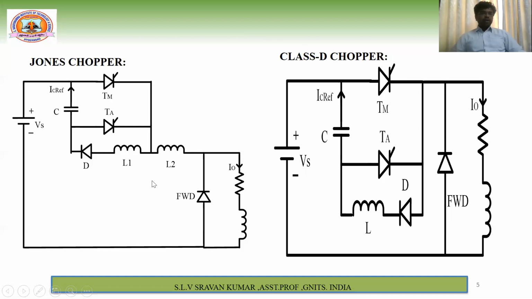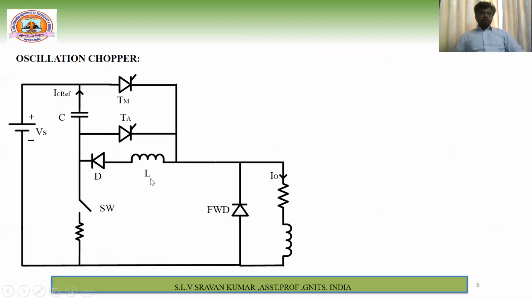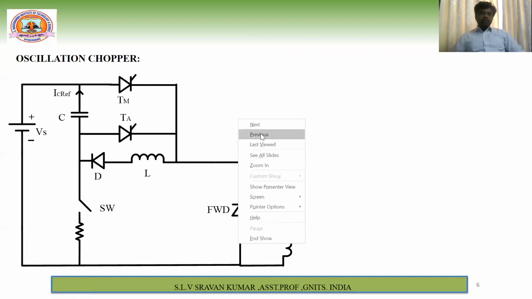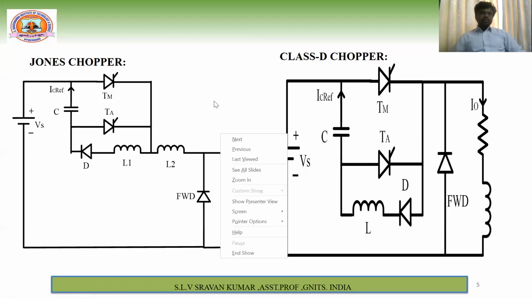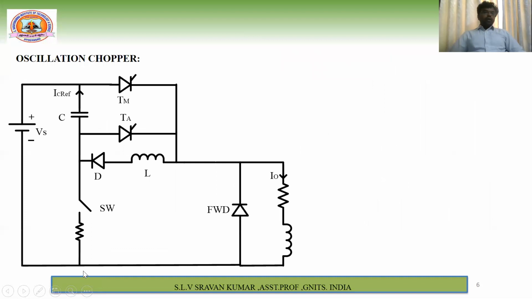Except this thing. Okay. Next, coming to the oscillation chopper, right? Again, if you observe, see this part and this part, again it will be same. Then what is the difference? Means this one. So actually here initially the capacitor is charged by using this switch, and remaining operation everything is same.